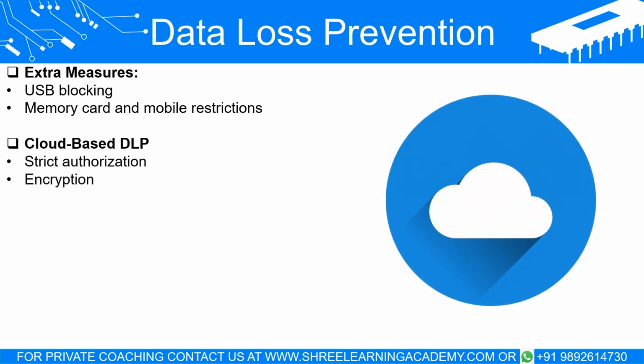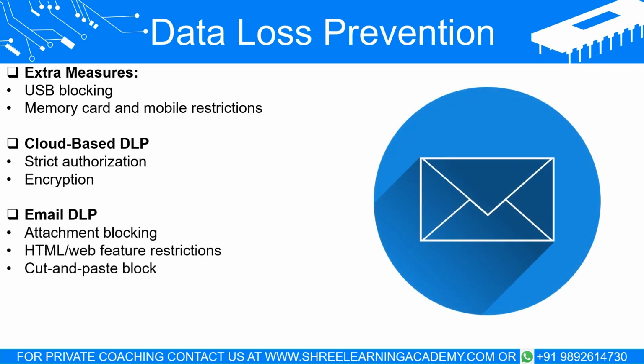Cloud-based DLP. As we move more and more data to cloud services like Google Drive or Dropbox, cloud-based DLP has become crucial. This involves strict authorization, meaning only specific people can access the data, and encryption to code the data so that it's secure even when it's floating around in the cloud. Email DLP. Since emails can be a significant way data leaks happen, email DLP measures include blocking certain attachments, restricting the use of web features in the email, and stopping the cut and paste function.